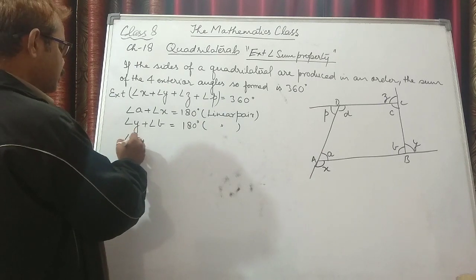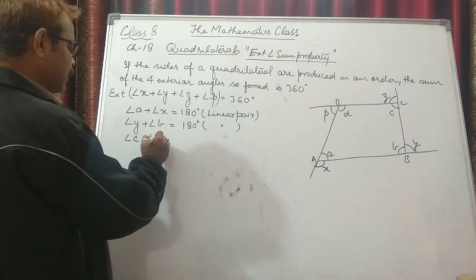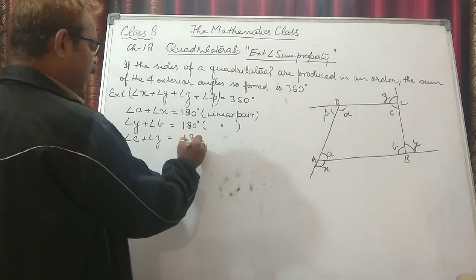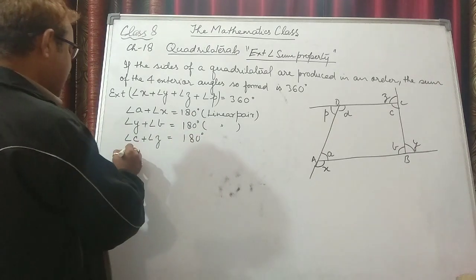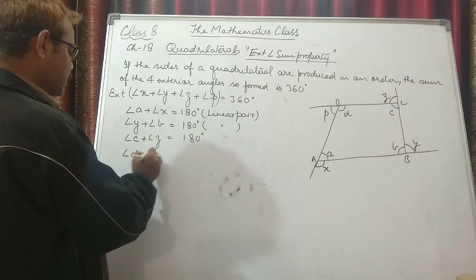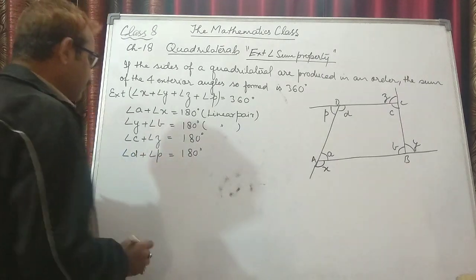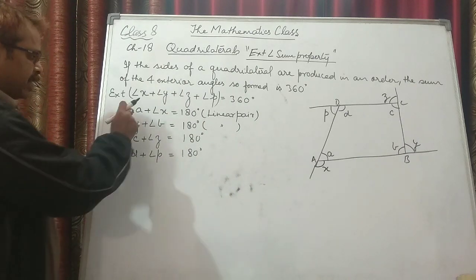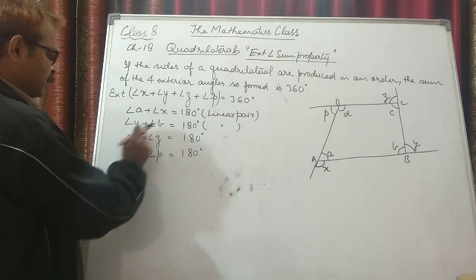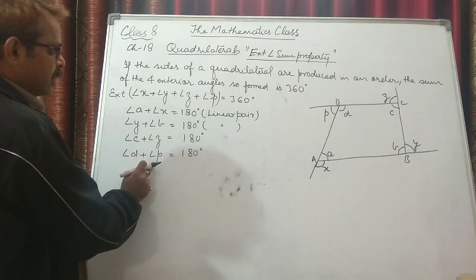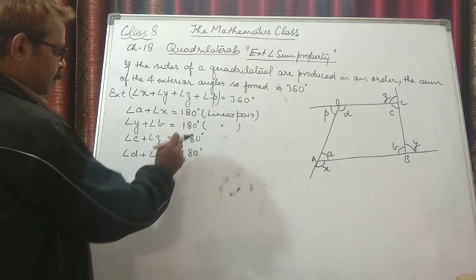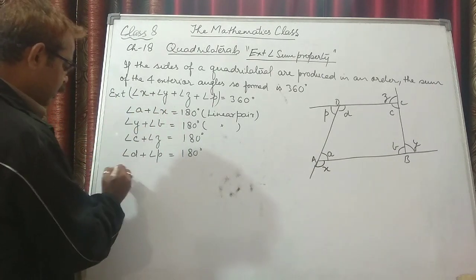Similarly, angle C plus angle Z is equal to 180, again for the same reason. And angle D plus angle P is equal to 180 degrees. Now if I add all these four, I will get A plus X plus Y plus B plus C plus Z plus D plus P is equal to 180 plus 180 plus 180 plus 180. So I am adding all these equations.